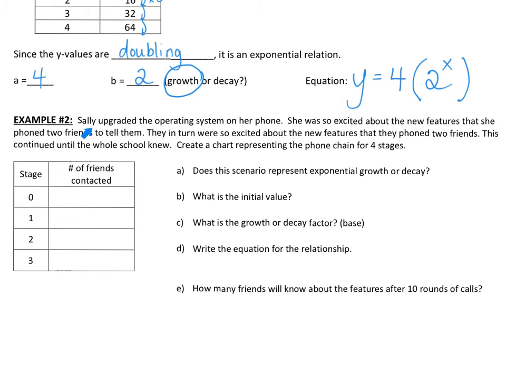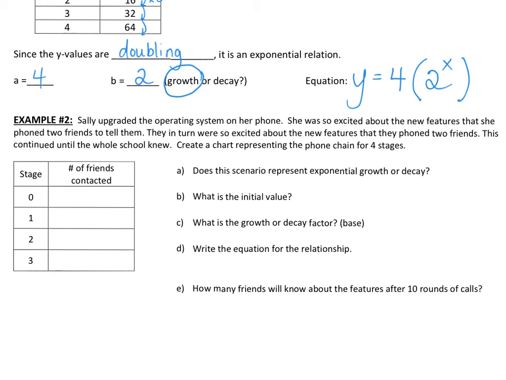Okay, so in this scenario, Sally upgraded the operating system on her phone. She was super excited about the new features, and so she phoned 2 friends to tell them. They then were super excited about the new features, and they've each phoned 2 friends, and then this continued until the whole school knew. Okay, so we're going to create a chart representing this scenario. You've seen this scenario or heard of this idea before, that's for sure.